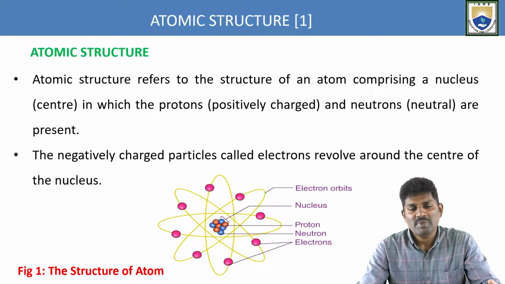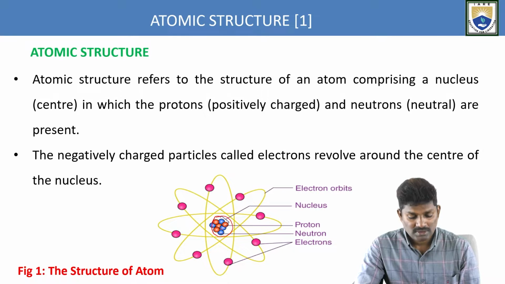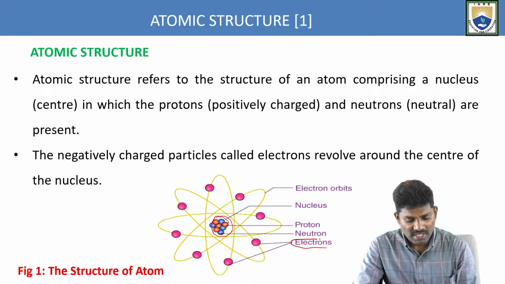Now, how are these protons, electrons, and neutrons arranged? We'll see in the figure. If you see here, it is the complete set in which you have protons as well as neutrons. The orange symbol is the protons, which have a positive charge. The blue color is the neutrons, which have a neutral charge. And the electrons are all negatively charged, and they revolve around this nucleus.